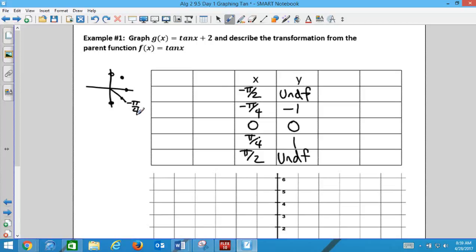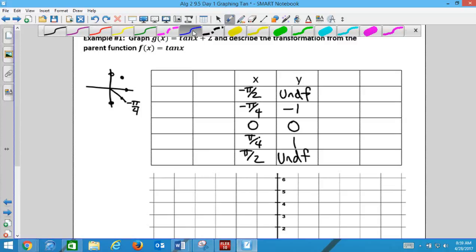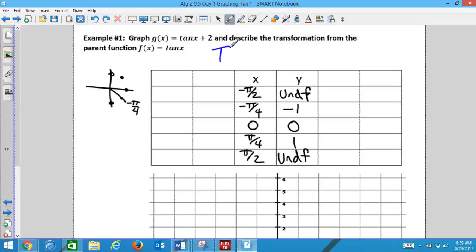All right, what are we doing? We have to describe the transformation and graph it. So what does plus 2 do? Translate up 2. How do we know it's not left? How do you know that? It's right next to you.